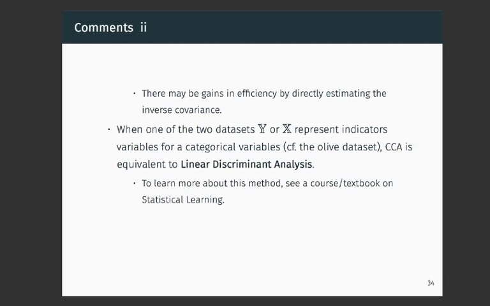Finally, when one of the 2 data sets, Y or X, represents indicator variables for categorical variables, just like we did with the Olive data set, CCA is then equivalent to what we call linear discriminant analysis. We won't talk about this. It's usually covered in the course on statistical learning, but we can see how these two dimension reduction methods overlap in this particular setting.